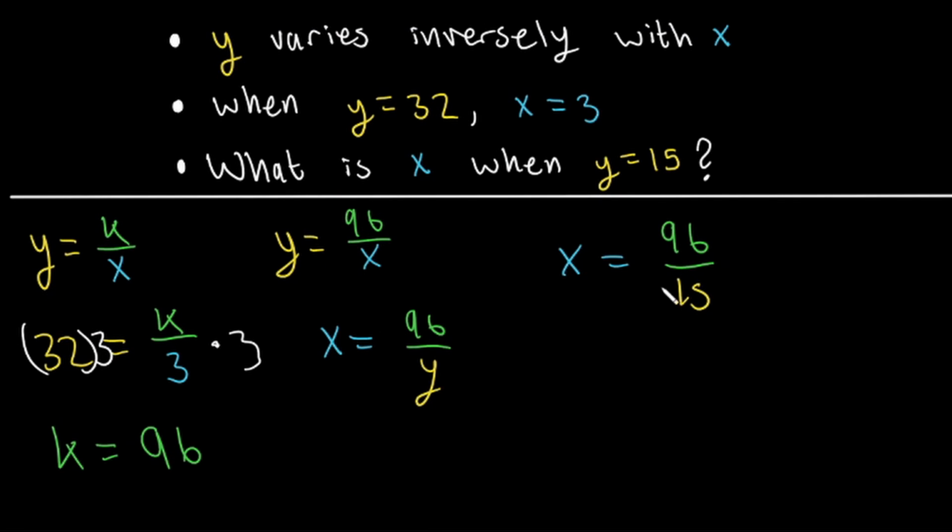So what is 96 divided by 15? Well, both 96 and 15 are divisible by 3, so let's start there and divide them both by 3, and then we will get 32 over 5, and it doesn't look like that can be simplified anymore. So when y is 15, x is going to be equal to 32 over 5.